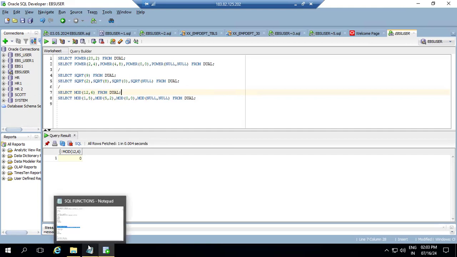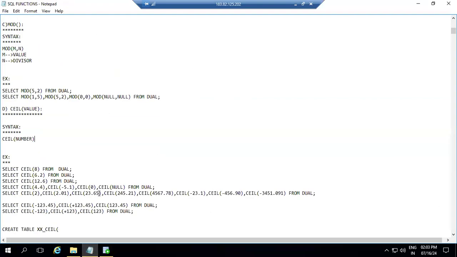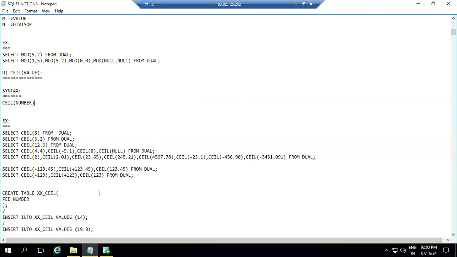We'll go to the next function. The next function is the CEIL function. CEIL is used whenever we are dealing with invoicing. CEIL is used to display the next highest value. It returns the value which is greater than or equal to the given value. In those cases, we use this CEIL function, right?